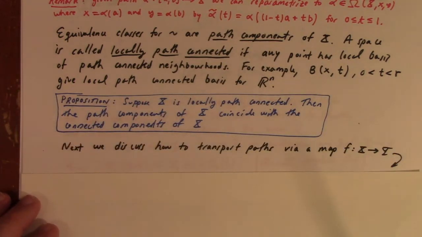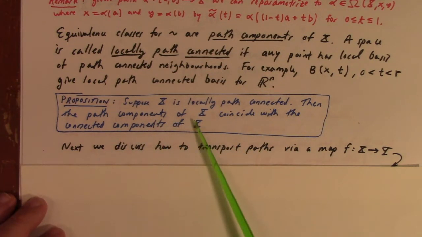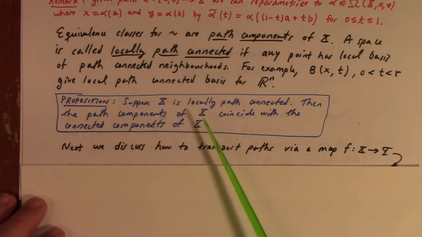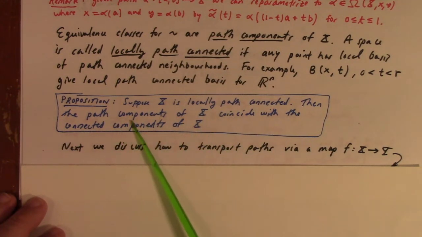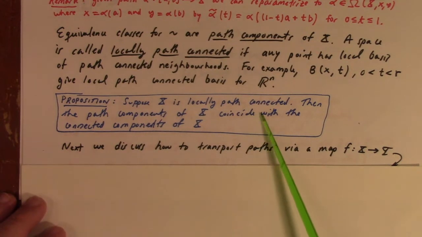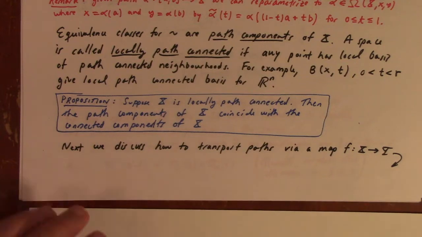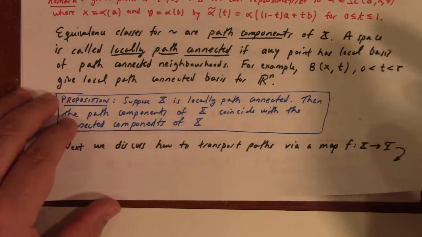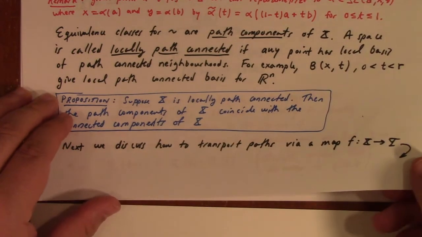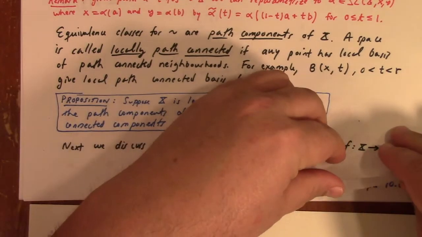And proposition: suppose X is locally path connected, then the path components of X coincide with the connected components of X. I think I just assumed that path component and connected component are the same thing. But you can look in Medeiros chapter 10, he actually has the proof right there, which I don't find particularly interesting, so I'm not going to cover it in detail here. So next we discuss how to transport paths via a map, all right?